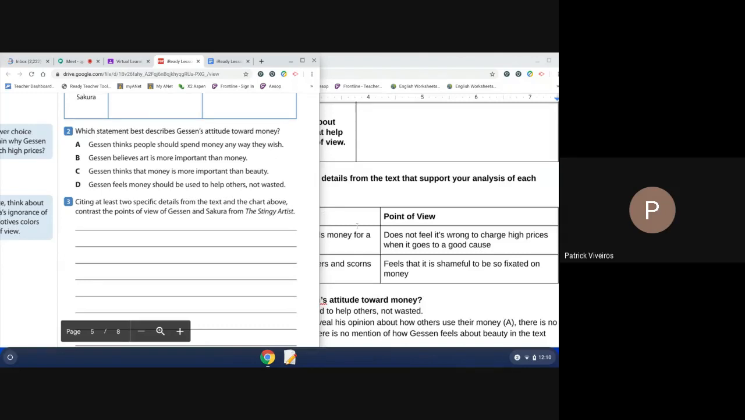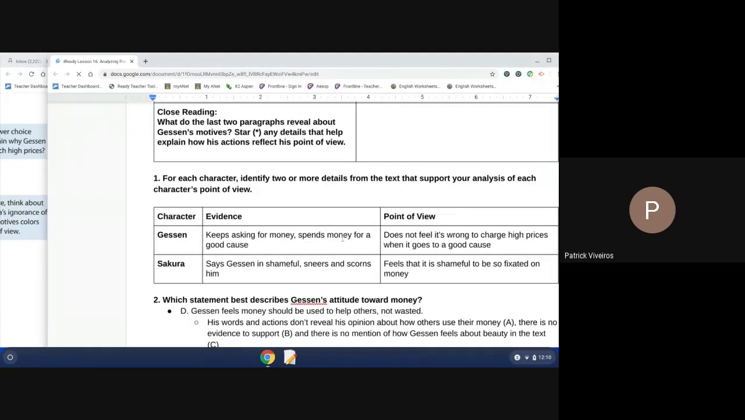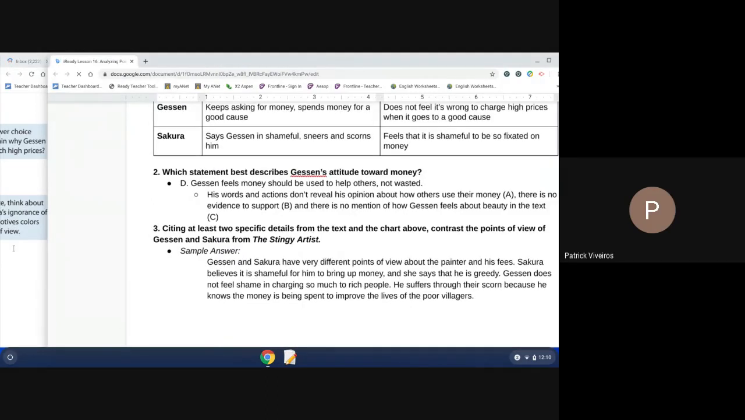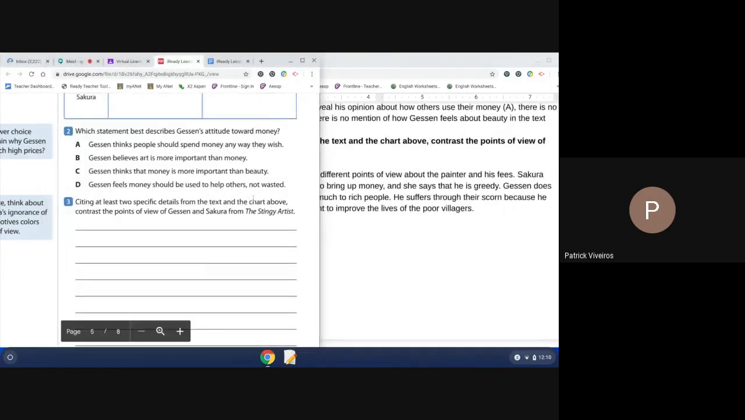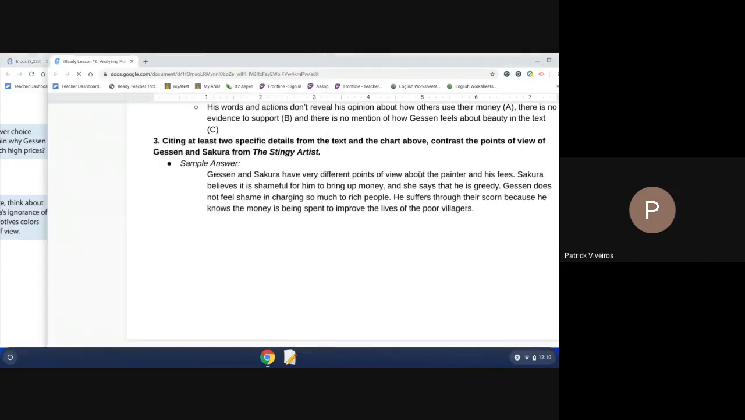He does not believe that people should spend money in any way that they wish. As we know, he takes the money that he's earning and is helping his community. He does not feel like it should be used for personal gain or advancement. He does not believe, rather, that art is more important than money.